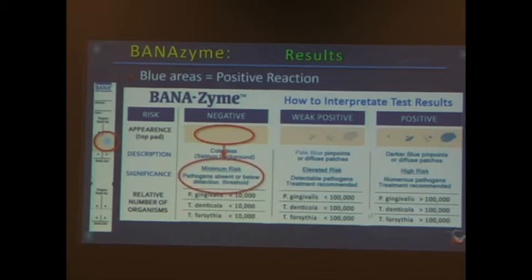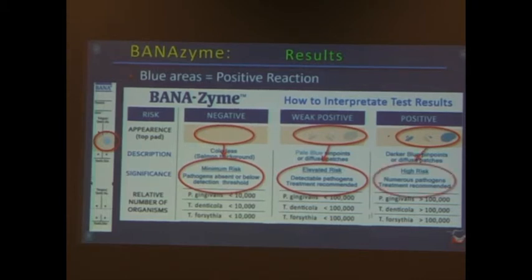If it's a weakly positive test, you will see some faint blue markings across the test strip, and that equates to early stages of disease. And if it's a strongly positive test, you'll see much darker coloration over a greater area of the test strip. And that we would equate to high risk.